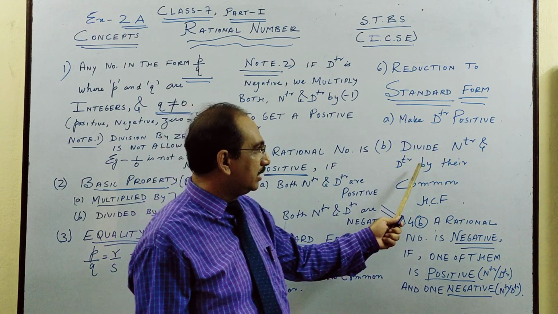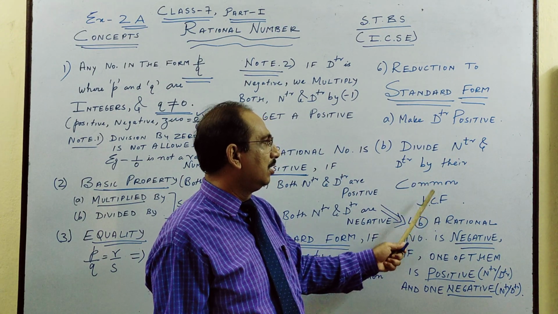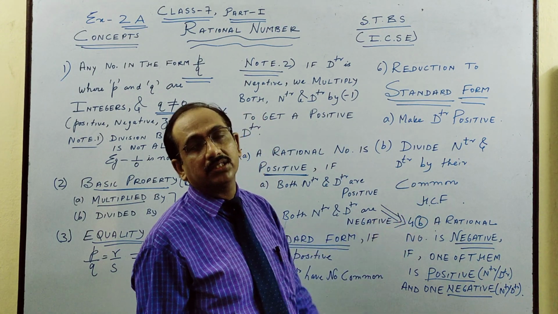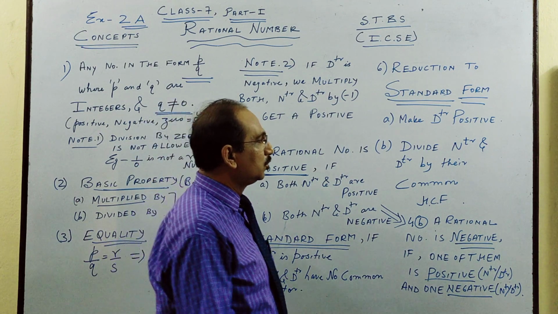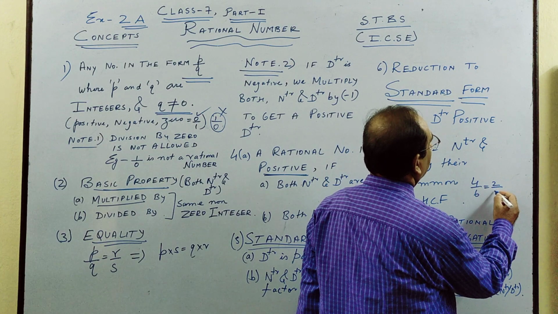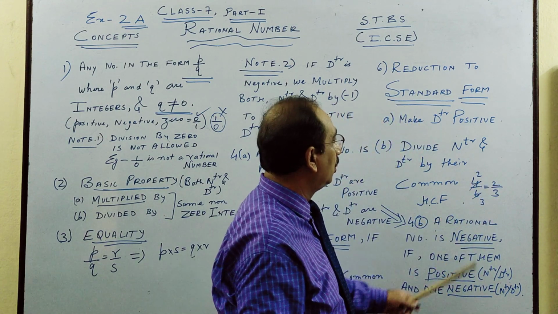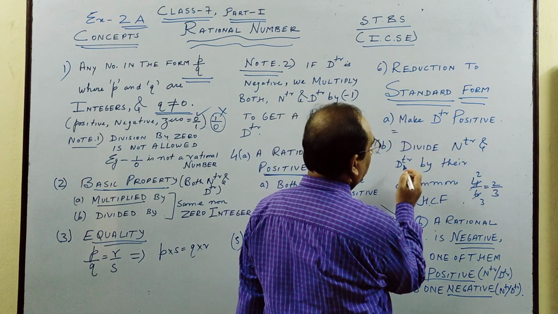And if there is any common factor, we divide both by the HCF, because a rational number should be in lowest terms. So if you have got 4 by 6, you have to cut it and make it 2 by 3, because this has HCF 2. And if the denominator is negative, make it positive.